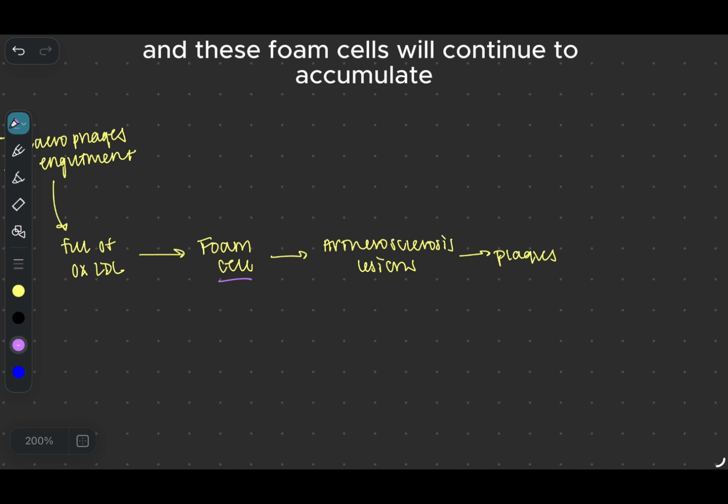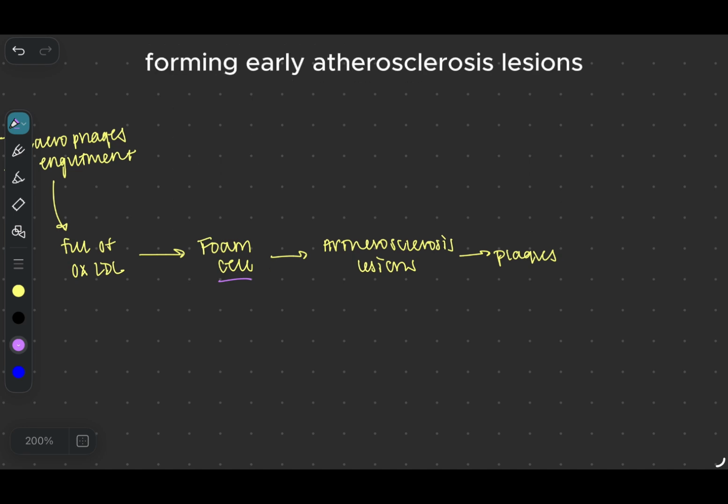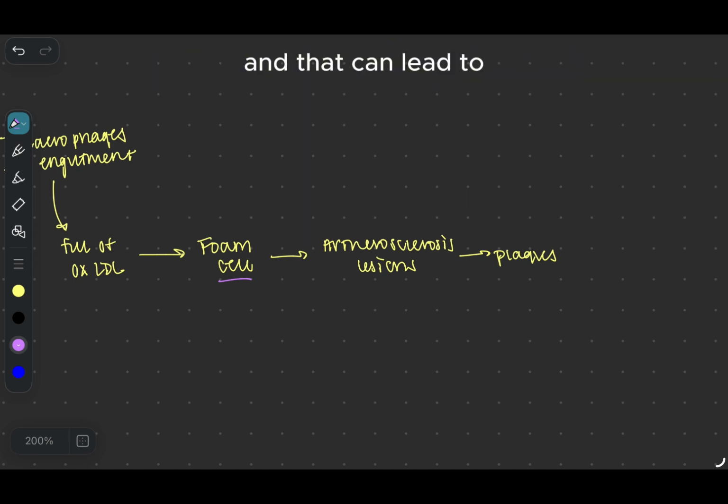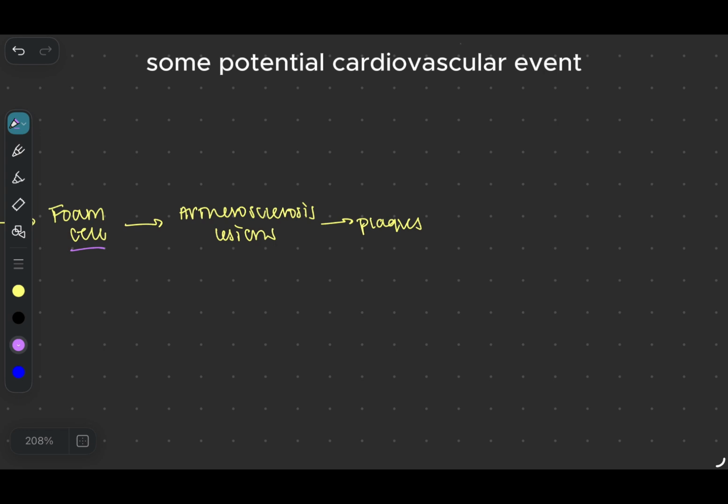These foam cells will continue to accumulate, forming early atherosclerotic lesions that will then turn into bigger plaques, unfortunately narrowing the artery walls, and that can lead to a potential cardiovascular event, such as a stroke or a heart attack.